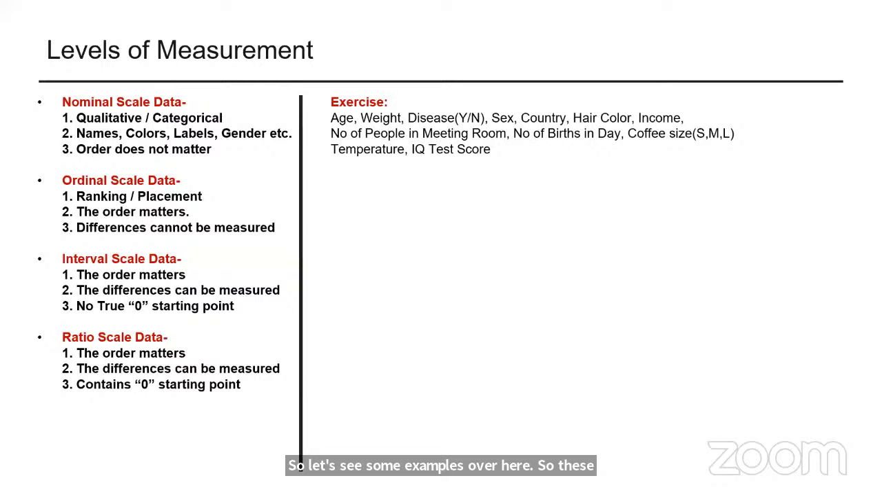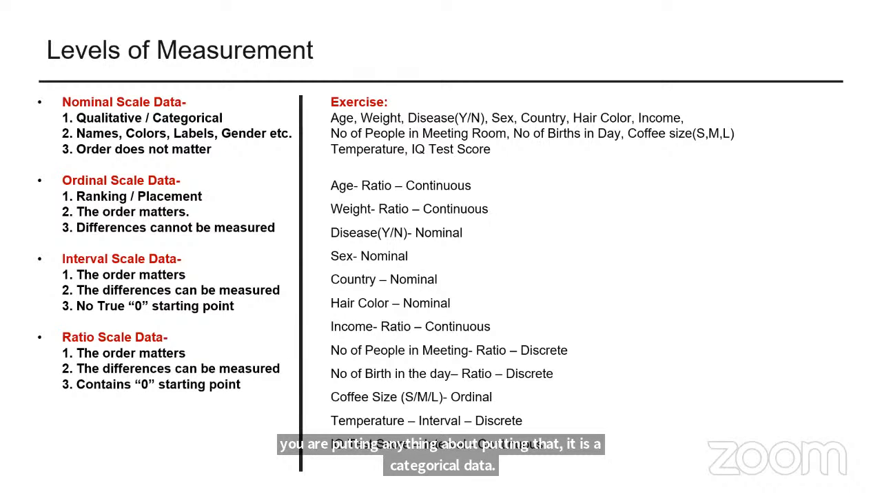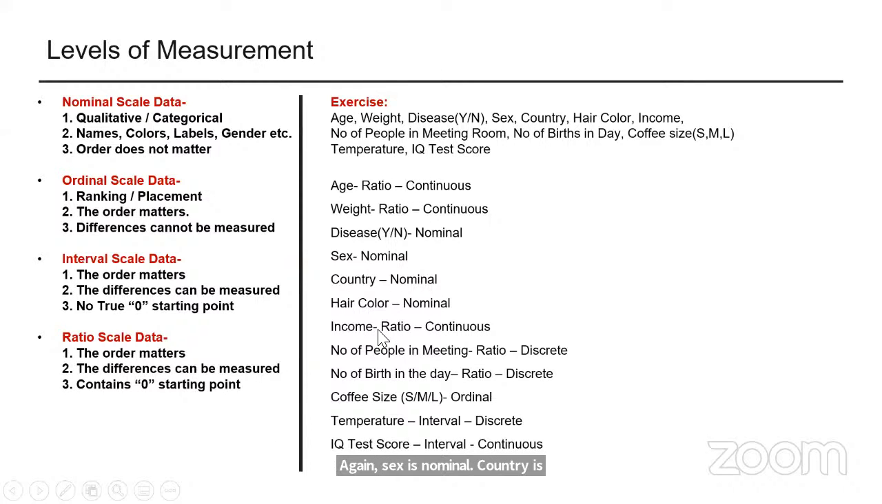These are some examples and where they fall. Age is ratio continuous, since age can be in continuous fractions, like 10 years, 6 months. Weight is again ratio continuous; you can say 49.5, 50.6. Disease is nominal, like disease yes or no; when you put that, it is categorical data. Sex is nominal, country is nominal, hair color is nominal, and income is again ratio continuous.